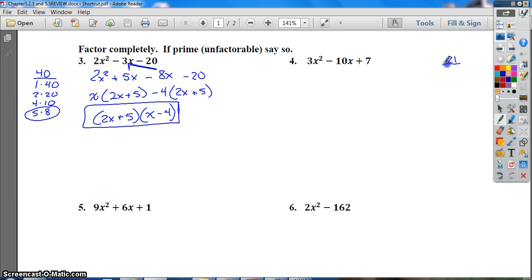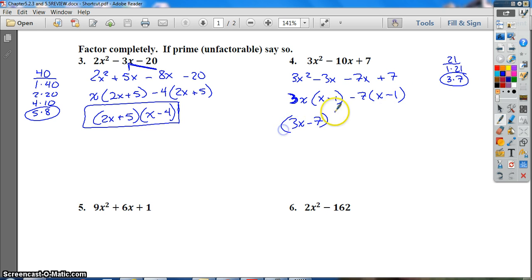Moving to number 4, no GCF. 3 times 7 is 21. And those are all the numbers that multiply to be 21. Minus plus is minus minus. So we're looking at 3x and 7x. Pull out a 3x here, it leaves you with x minus 1. Pull out a negative 7 here, it leaves you with x minus 1. So we're looking at 3x minus 7 times x minus 1. Okay? So there's 3 and 4.